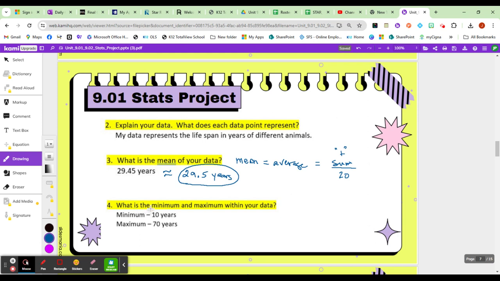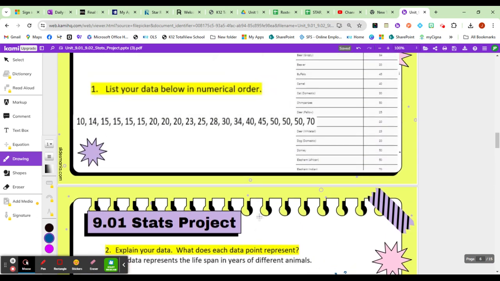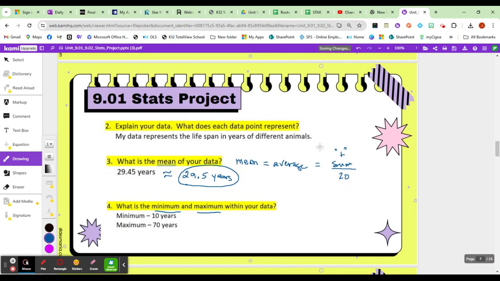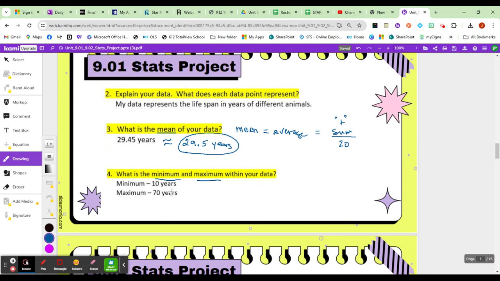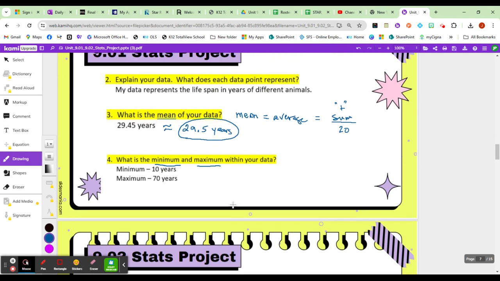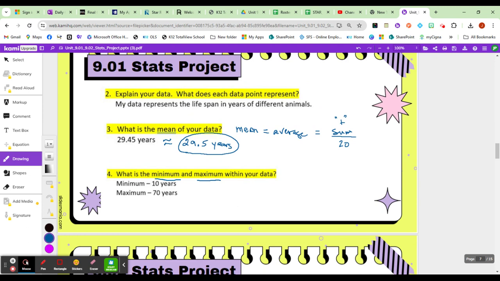Number 4 is asking us for the minimum, that'd be our smallest number in our set of data, and our maximum. So if we go back and look at my 20 numbers, remember your 20 numbers are going to be different, but 10 would be my minimum and 70 would be my maximum. So you're going to list that for number 4. Your minimum is 10 and your maximum is 70. So that's 9.01. It's 25 points.